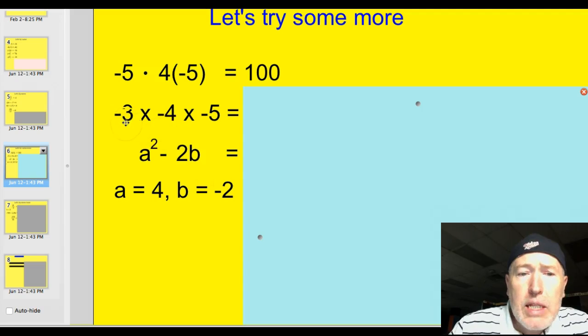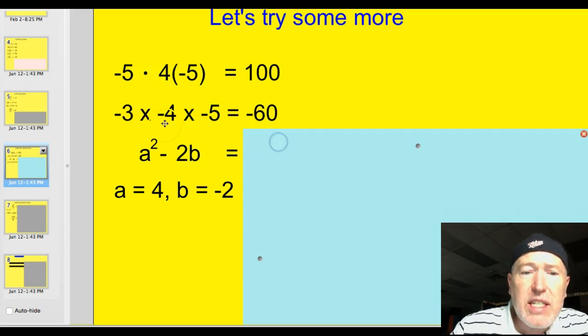All right, let's see. Negative 3 times a negative 4, well, that would be 12 times 5, that's going to be 60, and I've got an odd number of negatives, so that's a negative 60. I could have also done this. We can do 4 times 5 first and get a positive 20 and still get negative 60. Uh-oh, here's an a squared, so we're going to have to be careful with that.